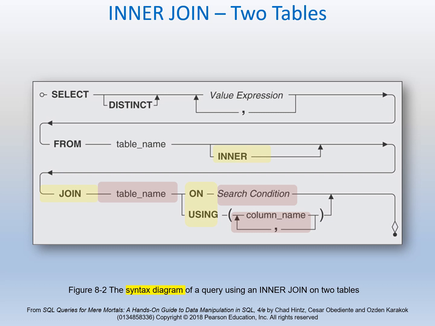The using clause can be used with a column name that exists in the two joining tables. For instance, instead of table A.gender equal to table B.gender, we could apply the using clause and just include in our select statement USING open parentheses gender close parentheses.